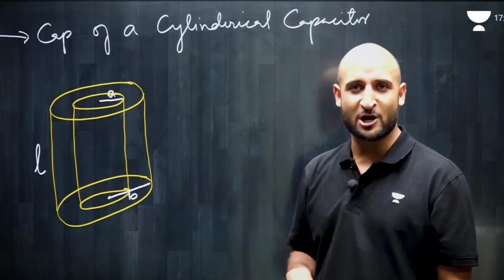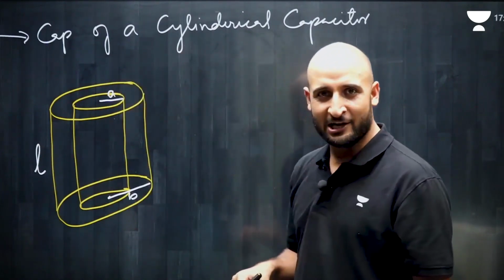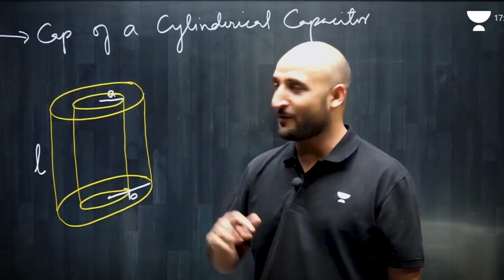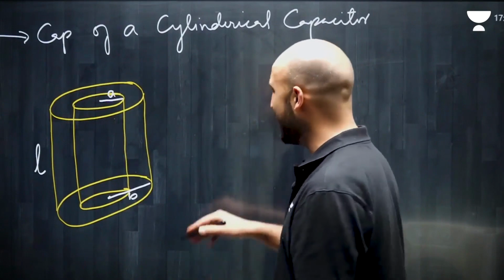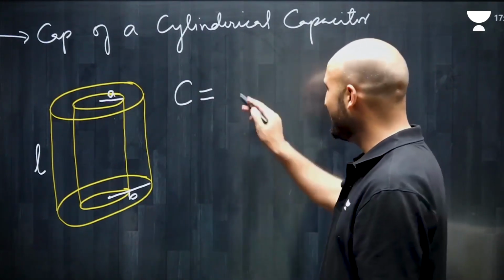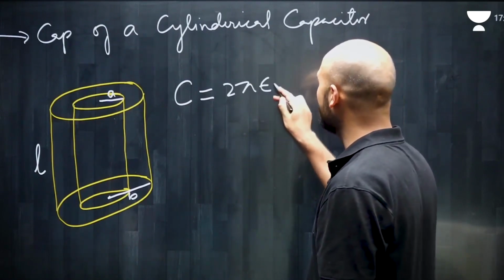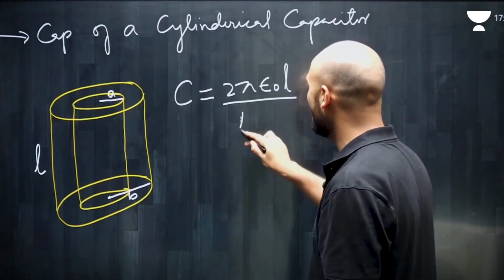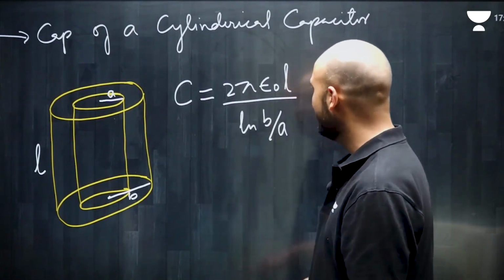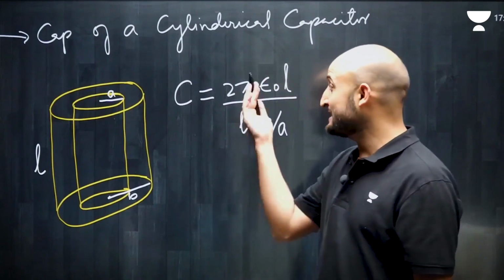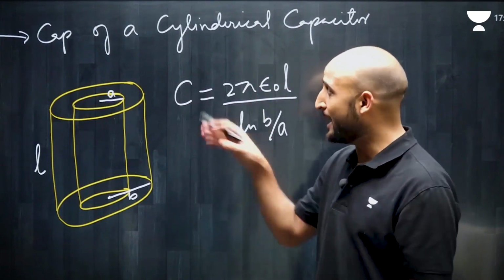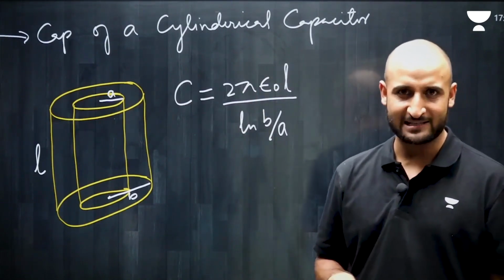Again, you repeat the same process. You give charge to the cylinder, check the potential difference, make the ratio, you get the capacitance of this cylindrical capacitor. When you do that, the capacitance of this cylindrical capacitor will turn out to be equal to 2 pi epsilon naught L divided by ln of B divided by A. This is the capacitance of a cylindrical capacitor. Again, you can see that it depends on geometry and it depends on medium as well. So this is all about the capacitance of a cylindrical capacitor.